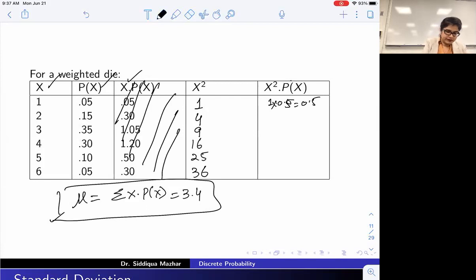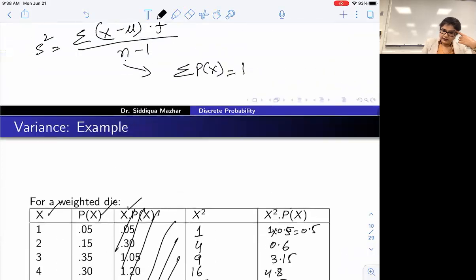What is the value? 0.6. 9 times 0.35 is 3.15. 16 times 0.3 is 4.8. 25 times 0.1 is 2.5. And 36 times 0.05 is 1.8. Right.